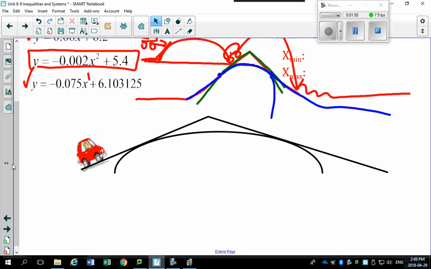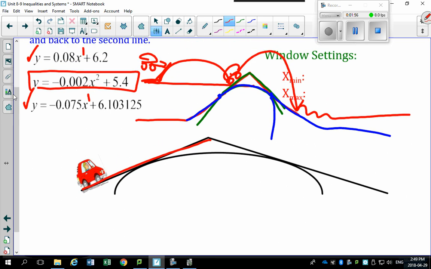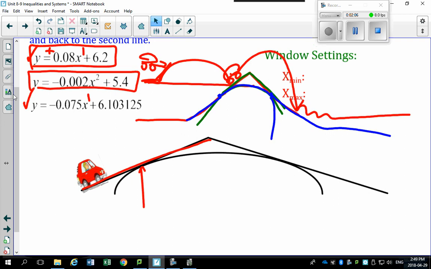Again, here's your straight line going upwards. Well, I've got a question for you. Out of these three graphs over here, which one would be the straight line going up? Well, it would be this one. How do you know? It's got a positive slope. That slope is going up. Then, at this point of intersection right here, this is where you're going to transfer to this nice parabola.